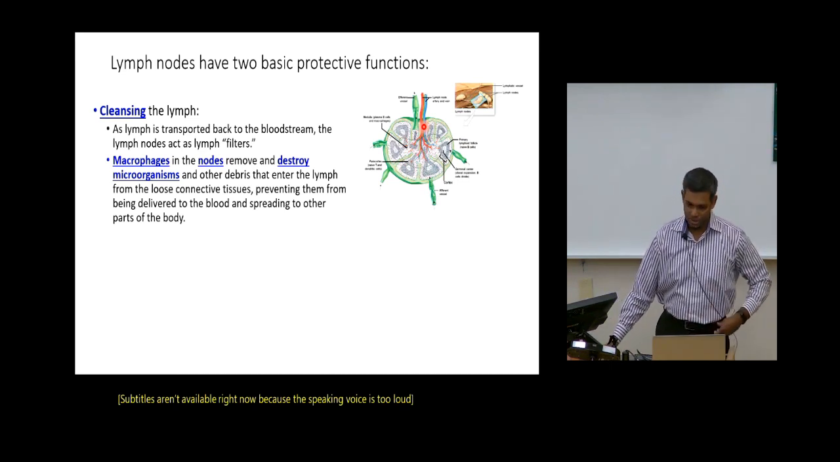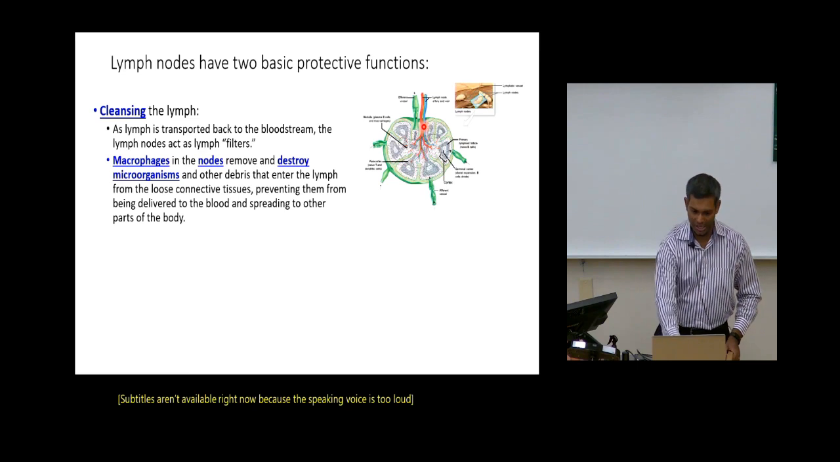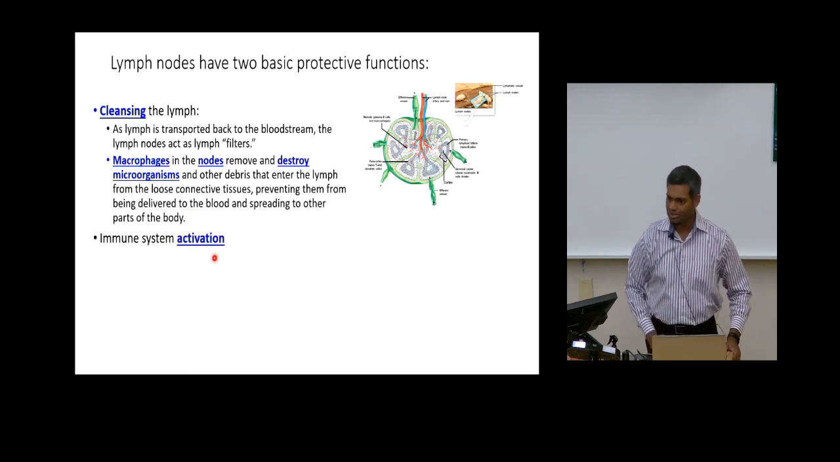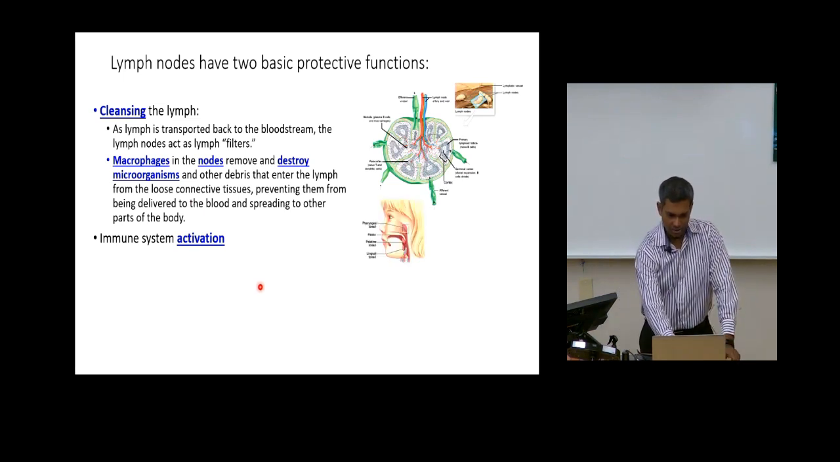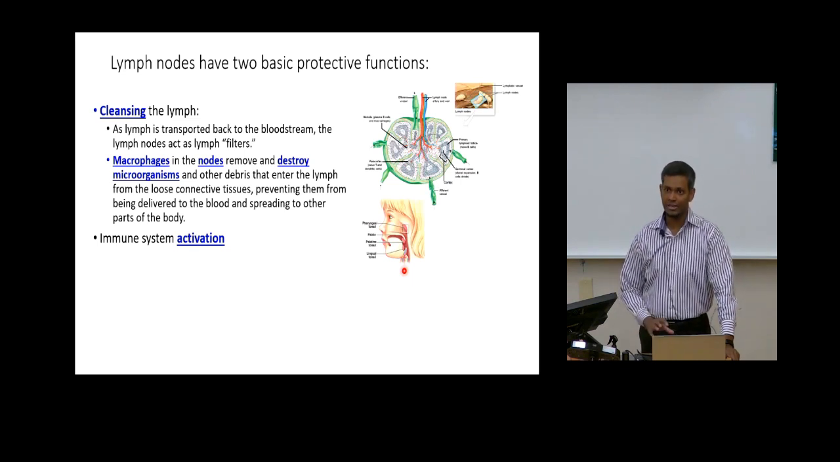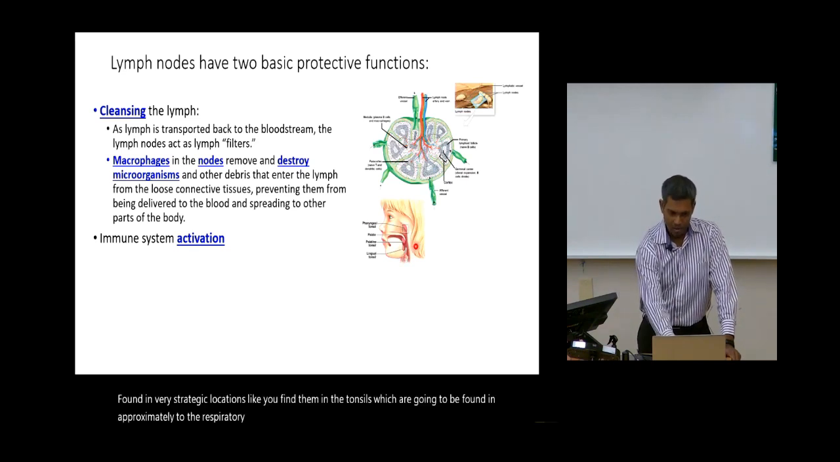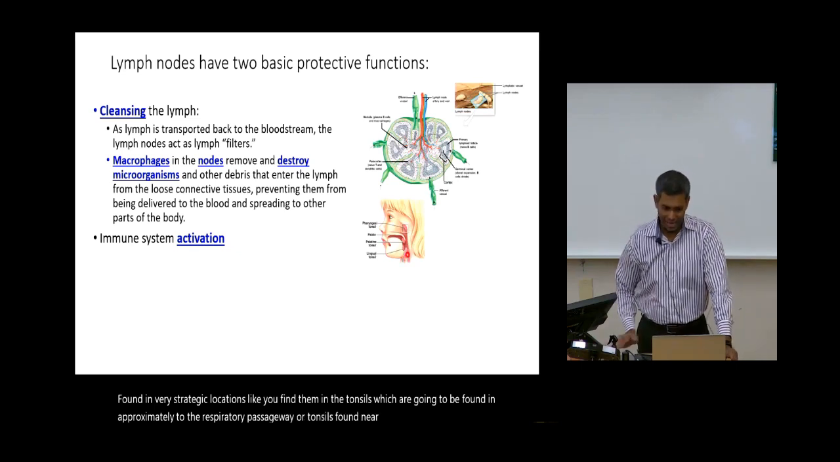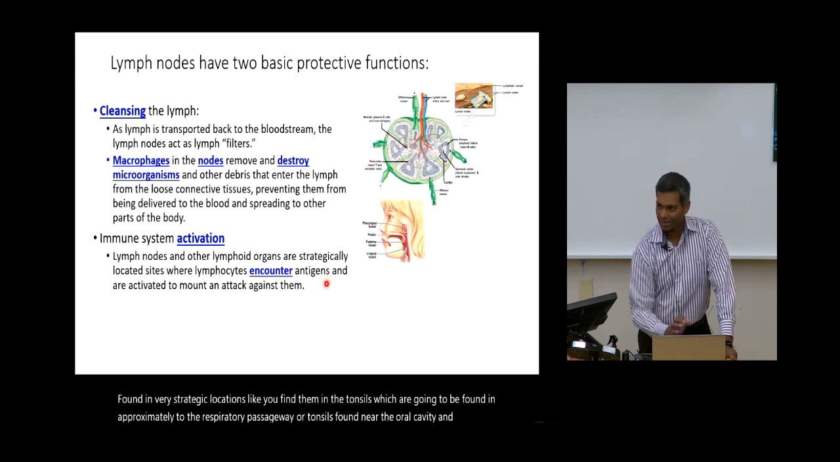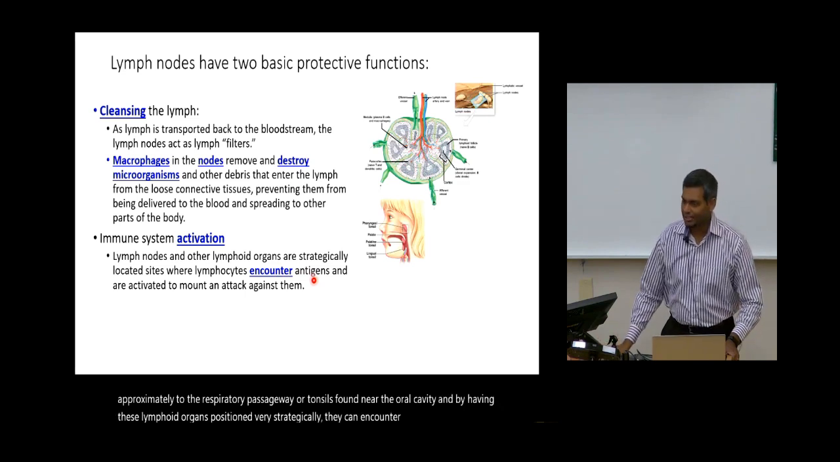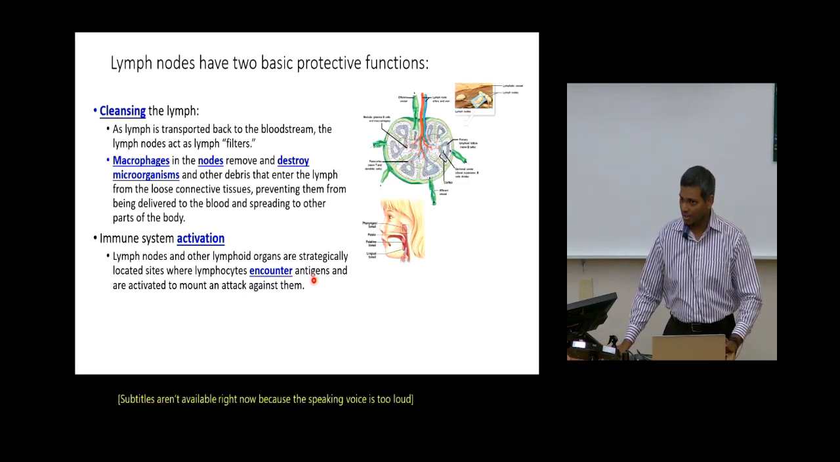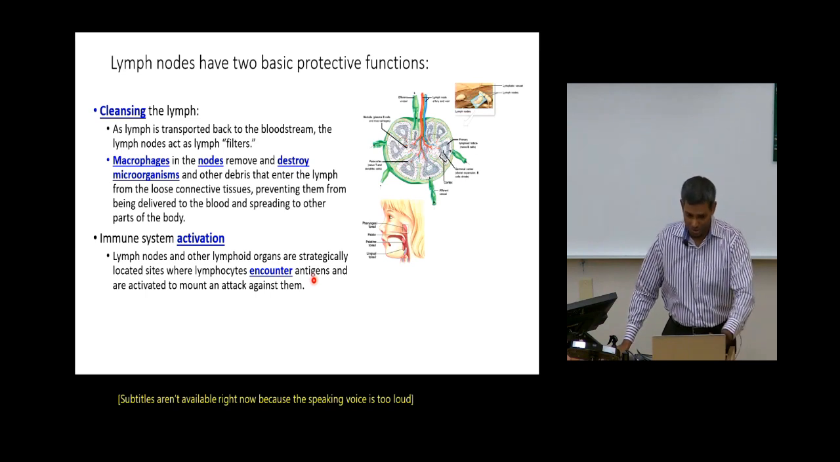Now, once a pathogen has been destroyed, those fragments of the pathogens can be used to activate the immune system. And notice that these lymph nodes and also the other lymphatic tissue will be found in very strategic locations, like you find them in the tonsils, which are going to be found in proximity to the respiratory passageway, or tonsils found near the oral cavity. And by having these lymphoid organs positioned very strategically, they can encounter the antigens, and they can use those antigens to mount an immune response.